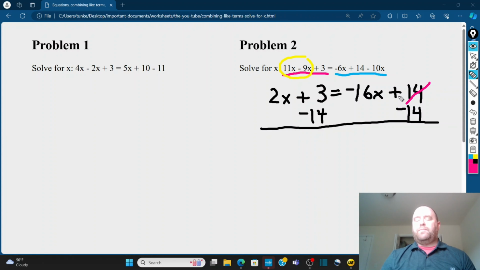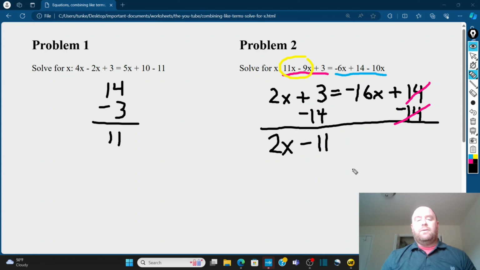On the right-hand side, the plus 14 and the minus 14 will cancel each other out. On the left-hand side, we'll have 2x, and then we're adding numbers of different signs. So minus 14 is further away from 0 on the number line. So we have 14 minus 3. It's going to be 11, but again, that's going to be negative because negative 14 is further away on the number line. So we're going to have a minus 11 here. Okay. On the right-hand side, we have negative 16x.